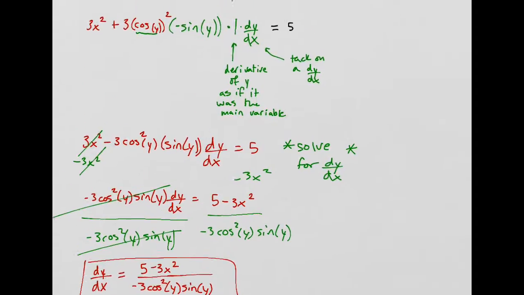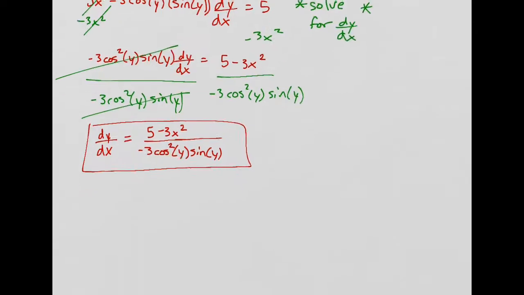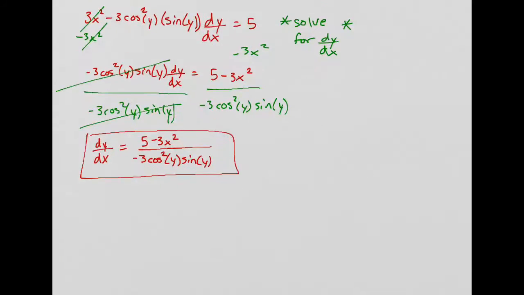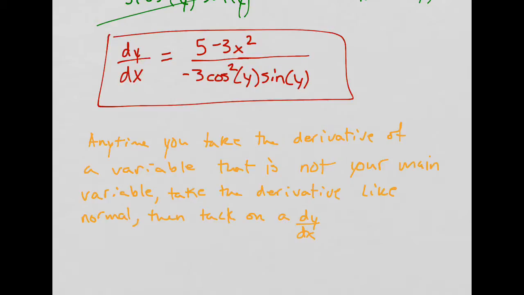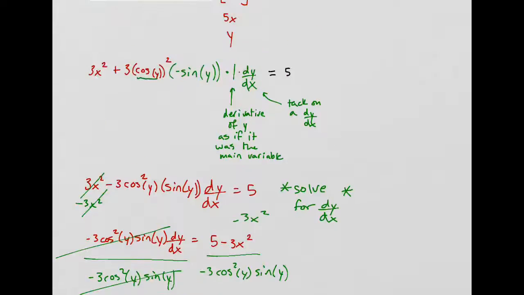Anytime you're taking the derivative of something that's not your main variable, you take the derivative as if it were the main variable, and then you tack on a dy/dx. All right, I'll write that down. That's not going to make sense until the other examples, I think, but there will be more examples. So anytime you take the derivative of a variable that is not your main variable, so we took the derivative of y, even though we were using d/dx, taking the derivative with respect to x. x was the main variable. Anytime you take the derivative of a variable that's not your main variable, take the derivative like normal, then tack on a dy/dx. That's how you would do implicit differentiation. Okay, time for another example in a different video.